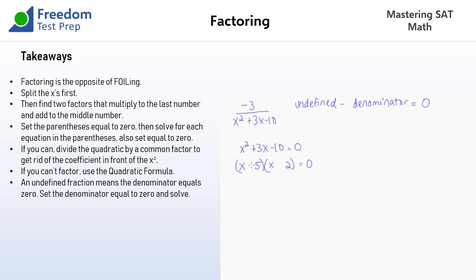Now, in order to add to positive 3, we're going to have a positive 5 and a negative 2, and that's good because we want it to multiply to negative 10. So we need a positive and a negative. We set these both equal to 0 and subtract out the 5. We get x is negative 5. Add the 2, and we get x equals 2. And that's that. Okay, so that's a good one to know, that undefined business.